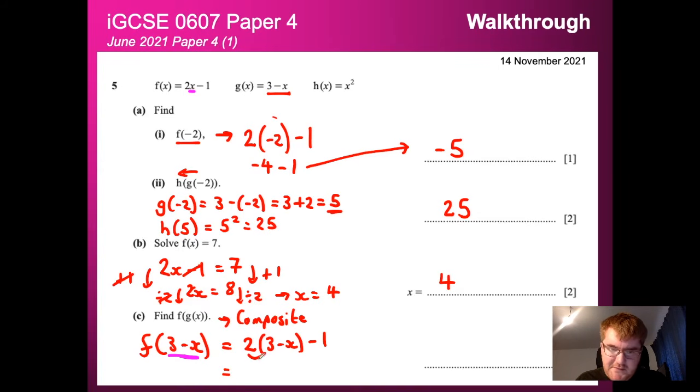So 2 times 3 is equal to 6. 2 times minus x is equal to minus 2x. Don't forget our minus 1 over here. And then if we bring it all together, 6 minus 1 is 5. And we get our final answer of 5 minus 2x, which you need to have simplified to get the mark.